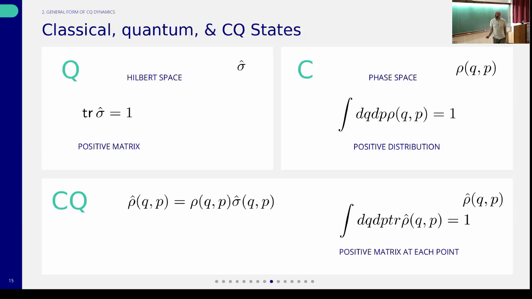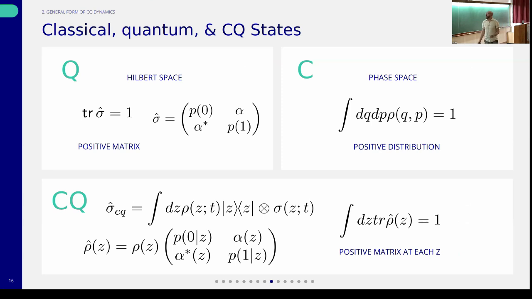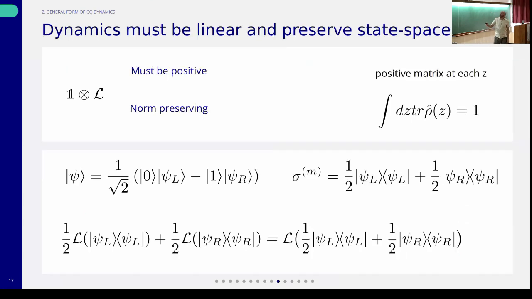And for those of you in quantum information, just like the classical phase space probability density and the density matrix, this classical quantum state is positive and it has to be normalized. And so consistent dynamics is just going to be a linear map which preserves the state space, and that will give consistent dynamics.